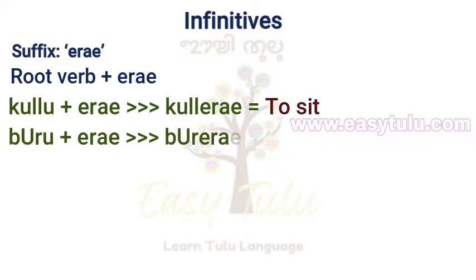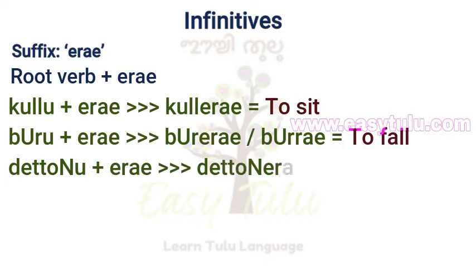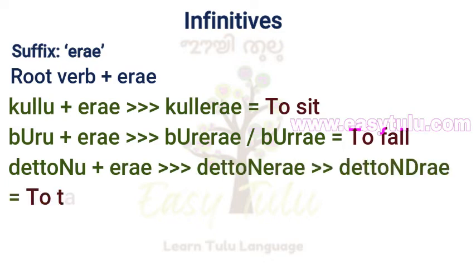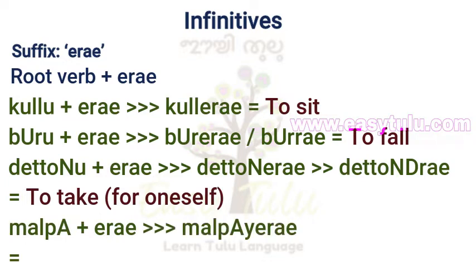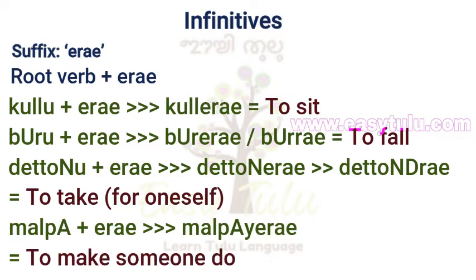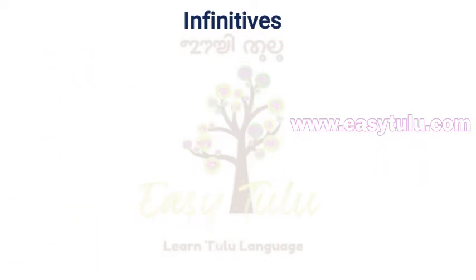Booru plus era, boorara, or boorra, to fall. Detonu plus era, detonara, or detondra, to take for oneself. Malpa plus era, malpayara, to make someone do. This form is used same as 'to' plus verb in English. Sometimes the dative case suffix gu is used with this form optionally.